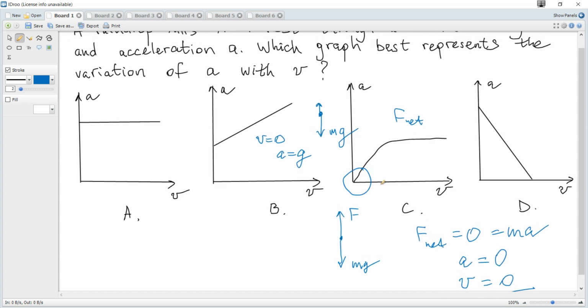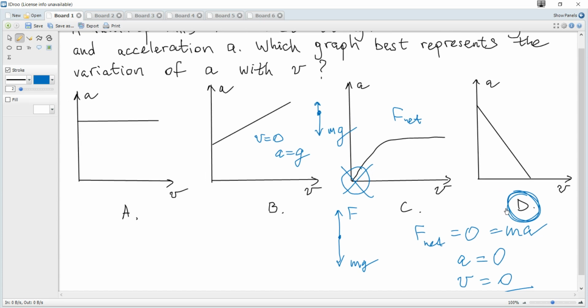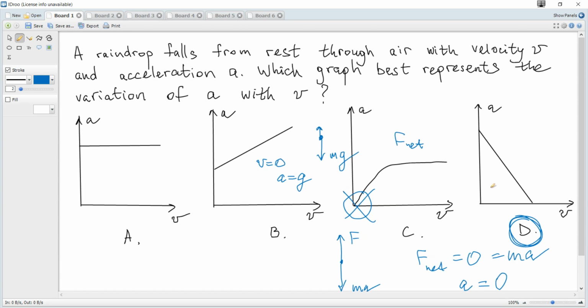So initially acceleration is not 0, it's g, when v is 0, so it cannot be c, and eventually a becomes 0, and you can see that it's d only, so it's d. And that's all for this question.